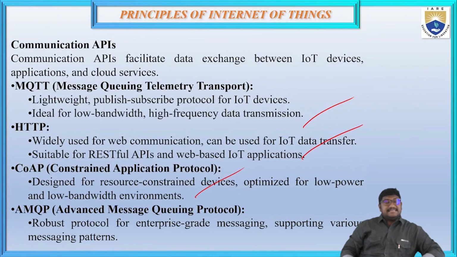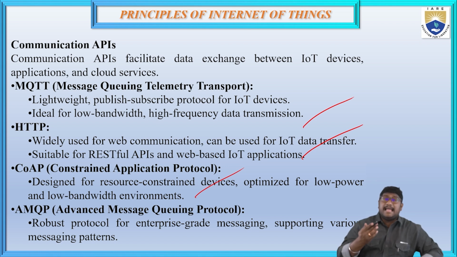And coming to communication APIs, there are 4 different kinds: MQTT, Message Queuing Telemetry Transport; HTTP, Hypertext Transfer Protocol; CoAP, Constrained Application Protocol; and AMQP, Advanced Message Queuing Protocol. These are the 4 different types of protocols used for exchanging data between IoT devices, applications and also cloud servers.